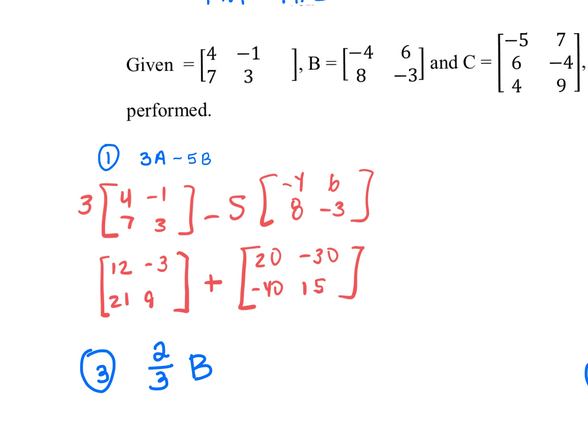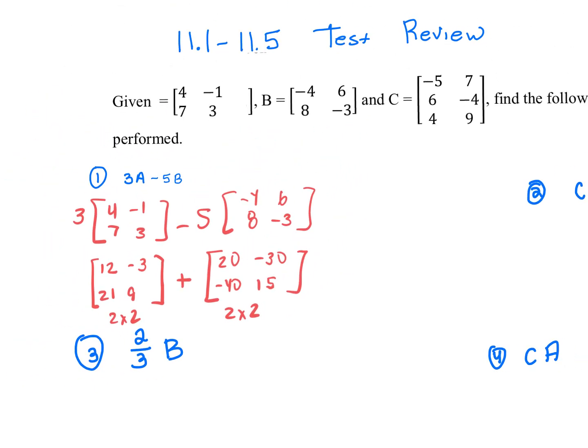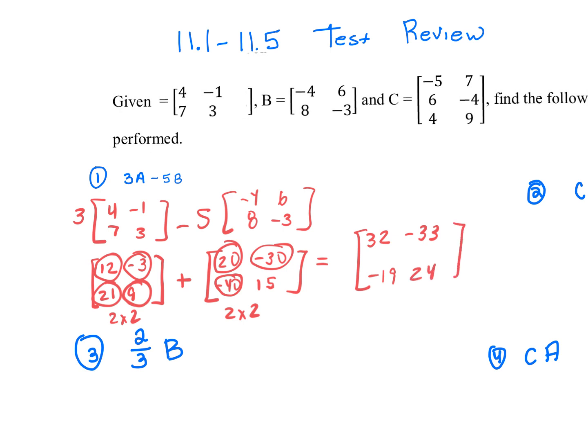So now I look and say, can I combine these two? And I can, because this matrix is a 2 by 2, and this one is a 2 by 2. When you're adding and subtracting, the matrix dimensions have to be the same. So now we just add the corresponding parts. 12 plus 20 gives me 32. 21 plus -40 is going to give me -19. -3 plus -30 is going to give me -33. And then 9 plus 15 is going to give me 24. So this would be your answer right here.